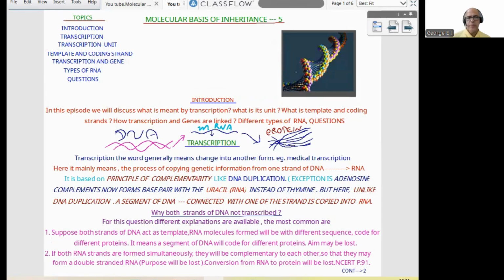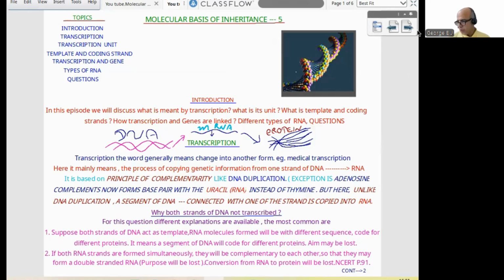Then transcription, what is the procedure: double-stranded DNA, single-stranded RNA, based on the principle of complementarity, just like duplication. In DNA it will be thymine, in RNA it will be uracil, the only difference. Then why are both strands of DNA not transcribed? Two common reasons. One is the different sequence of DNA. Second, the RNAs formed would pair with each other and they will proceed.